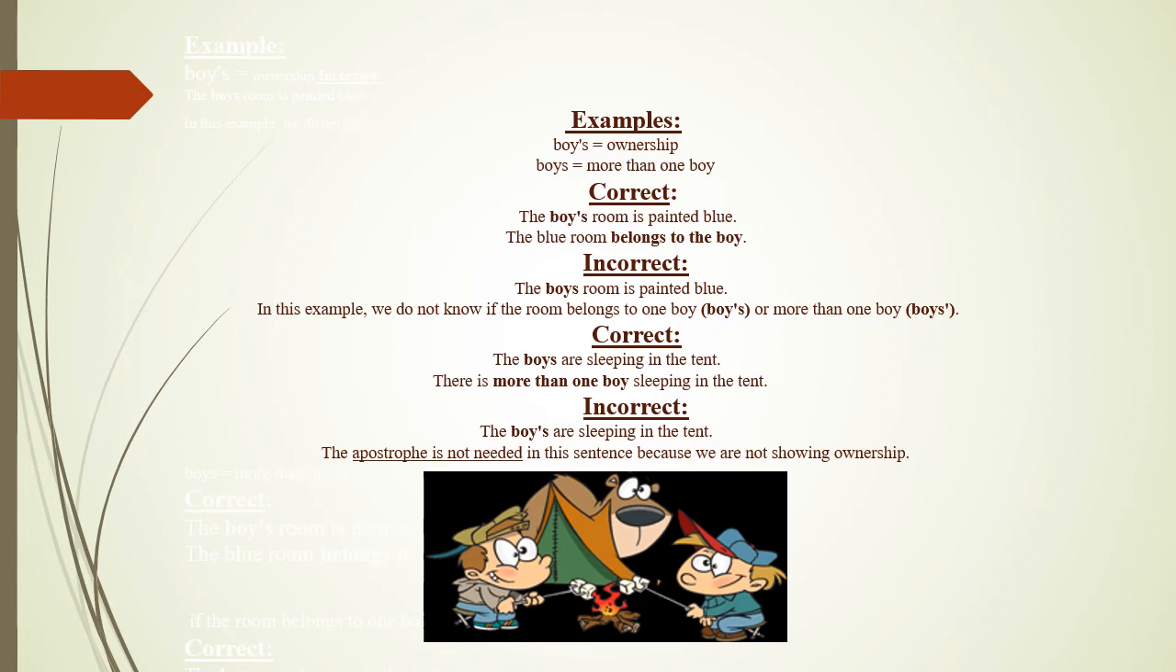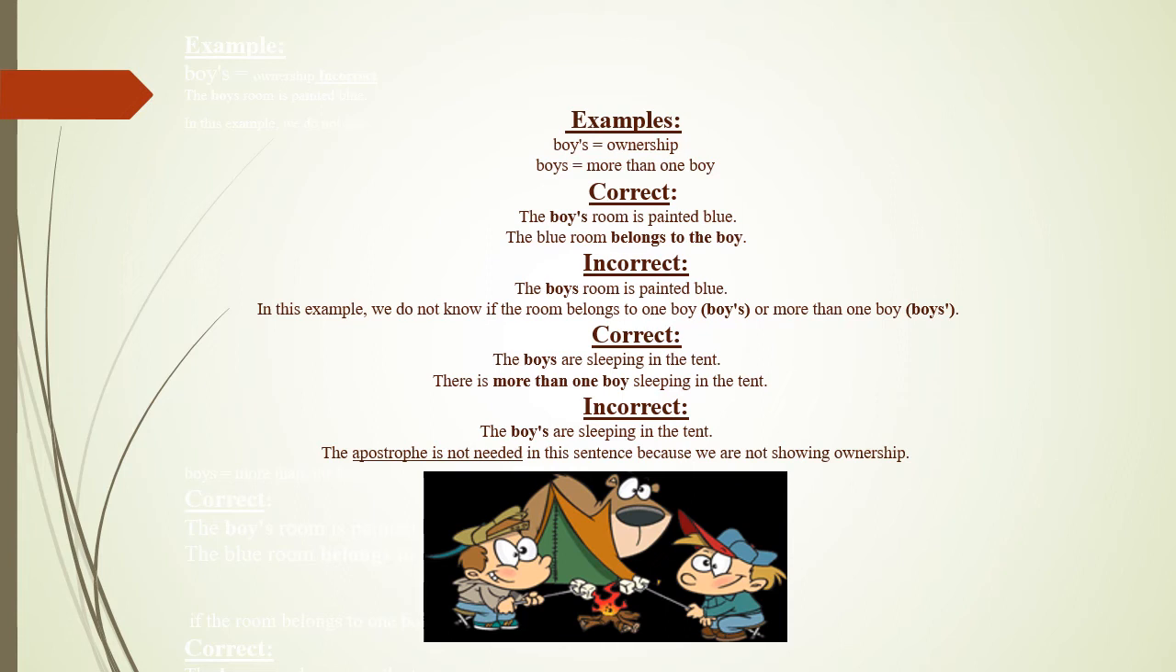Now more examples are given. Boy's, boy apostrophe s, is showing the ownership. Boys without apostrophe s is a plural word. Correct usage is: the boy's room is painted blue. The blue room belongs to the boy. If the room belongs to the boy, we use apostrophe s with it.